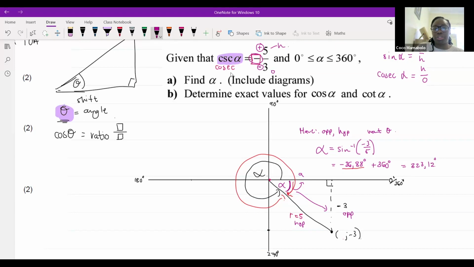Now they want you to determine the exact values for cos of alpha and for cot of alpha. For this information, you're going to need the adjacent side, right? Because in this drawing we've got the opposite side and the hypotenuse, but we don't have the adjacent. How can we find the adjacent, guys? We can use Pythag. Yes, exactly. So we're going to use Pythag. Please just find me the adjacent.